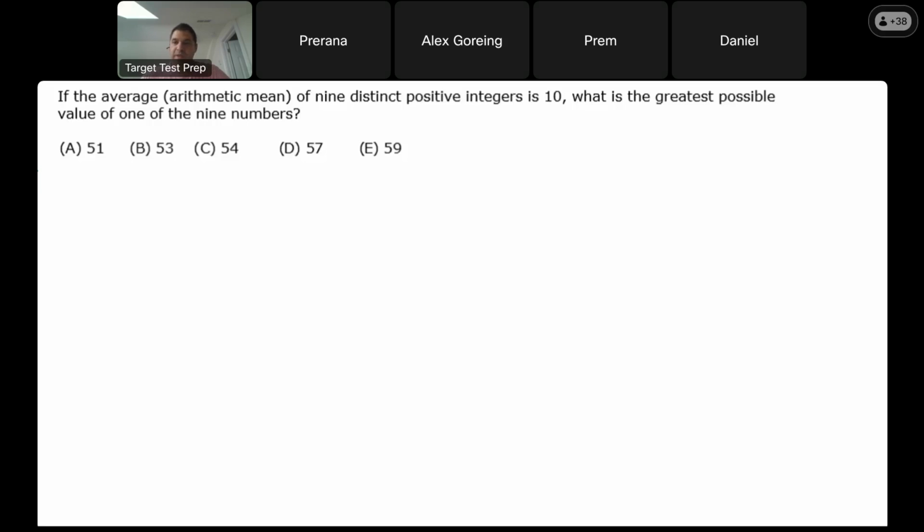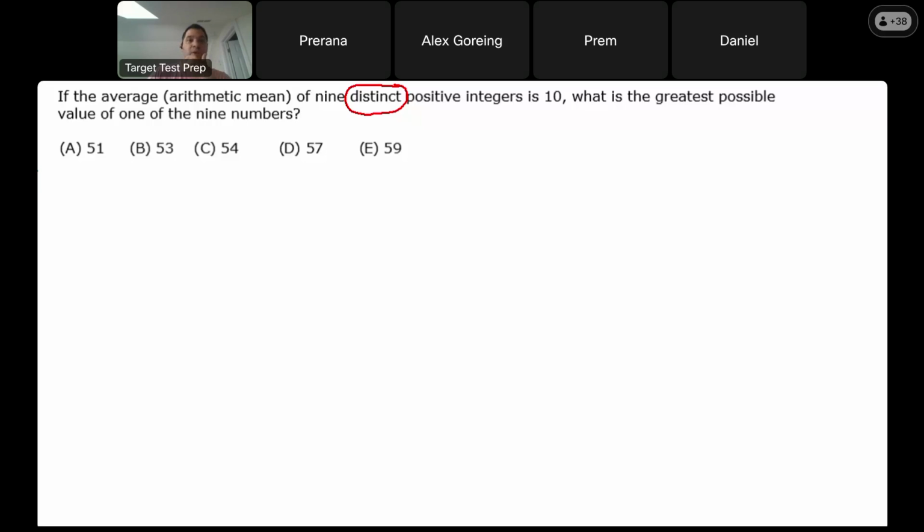All right, so let's see what you guys have here. A lot of C's. Now, with max min questions, I mean, they're all over the test. You can see them in sets. You can see them in statistics. You can see them in percent. So the key in this question is that they're 9 distinct positive integers. Now, if they weren't distinct, you could make them the same.